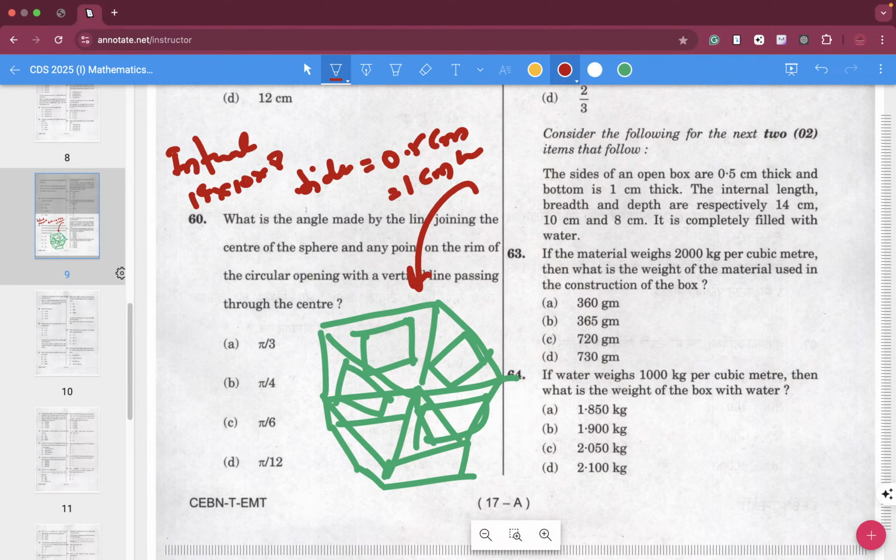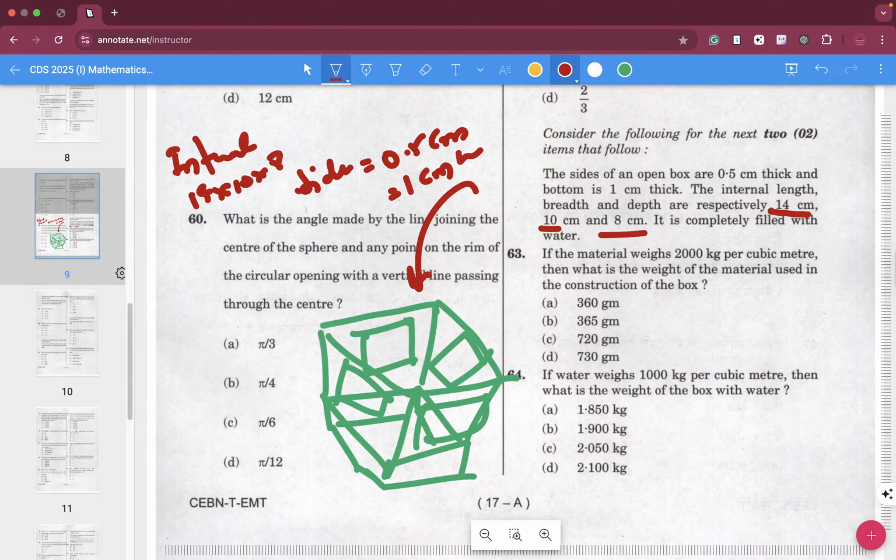So you have to imagine that you are having a box, right? The bottom is thick and also the four walls are thick, and it's an open and empty box. They have given the internal dimension 14, 10 and 8. It is completely filled with water, okay?